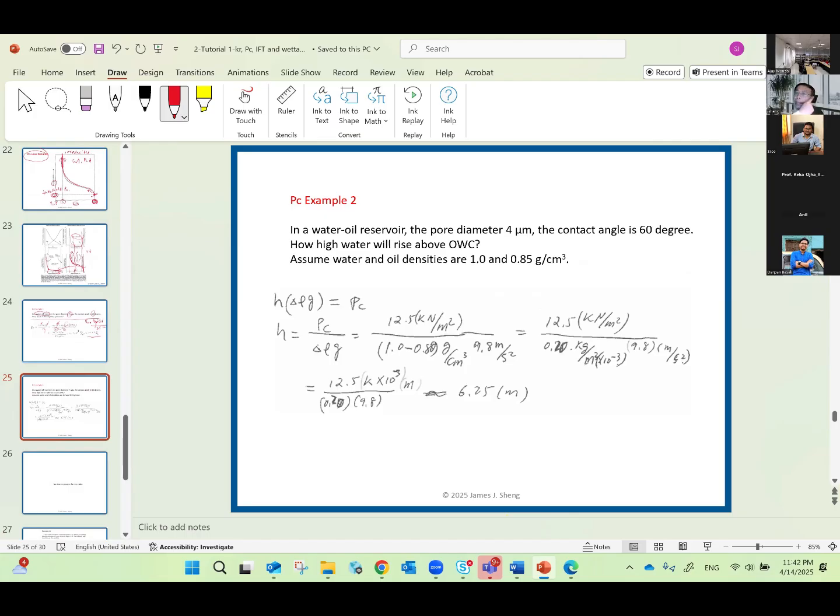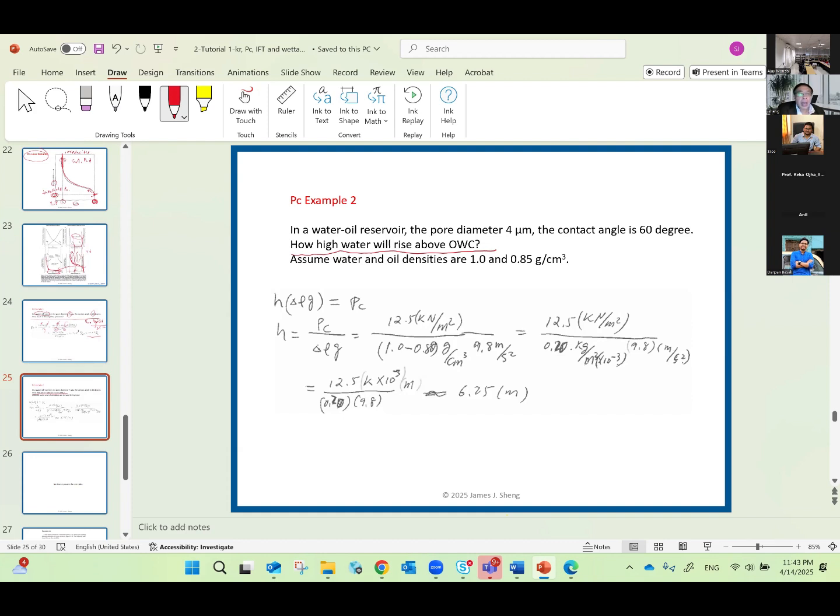Now let's give you another example based on the previous example. What are you asked to do? You are asked to calculate how high water will rise above the water oil contact.